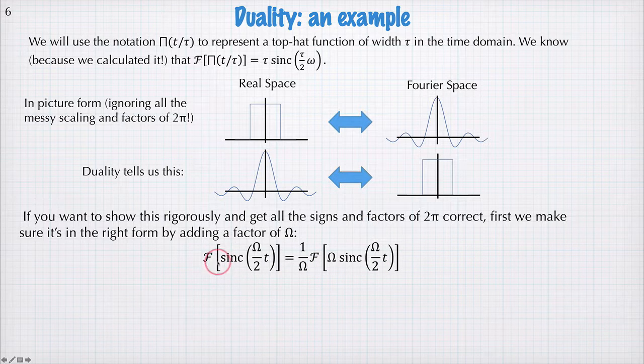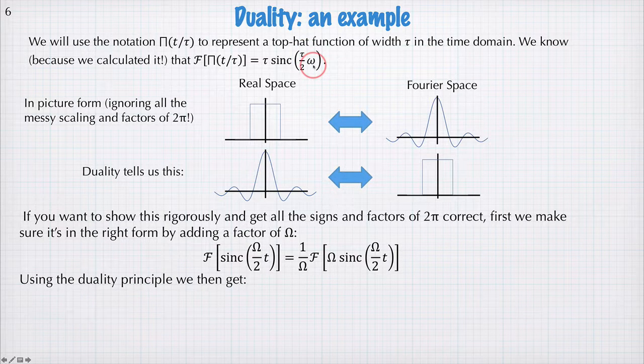So let's take the Fourier transform of sinc of capital omega on 2 times t. Now we want to make this sinc function look exactly the same as we have it here, to make the duality result easy to use. So we'll multiply by an omega inside and take a factor of 1 on omega out the front, which we can do through the linearity of the Fourier transform. So now we have 1 on omega times sinc of omega on 2 times t, and this looks exactly the same as this sinc function, replacing tau with big omega and t with little omega.